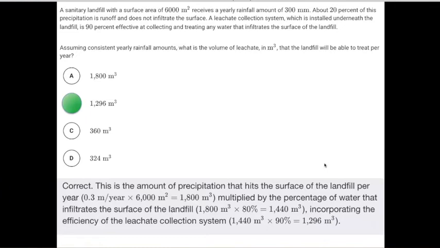Well, to solve that, you multiply by 0.8, right? A percentage, you move it 2 decimal places to the left. So multiply your first answer by 0.8. That's how much water goes into the landfill. And the last step is we see it's 90% effective. So I need to multiply it again by 0.9. The answer ends up being B. And there is the answer spelled out for you with the numbers.